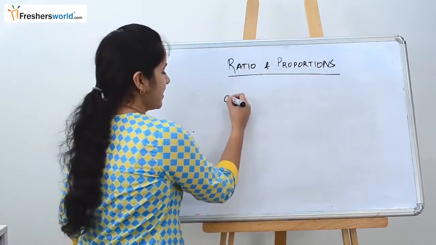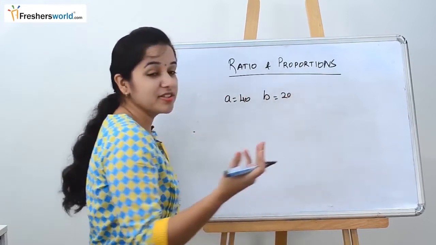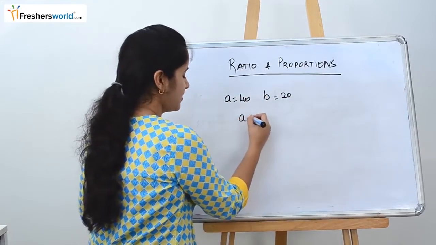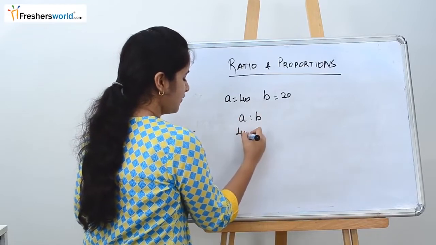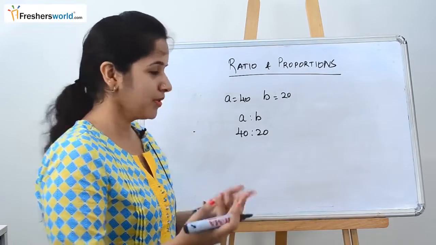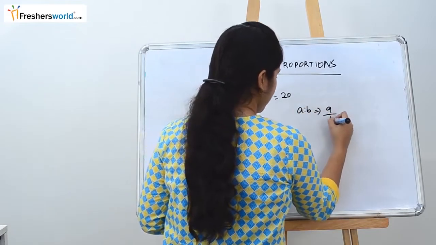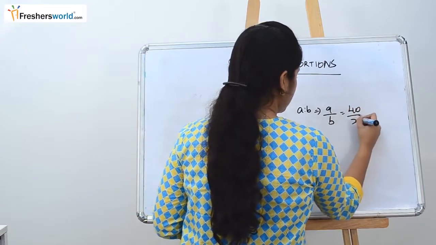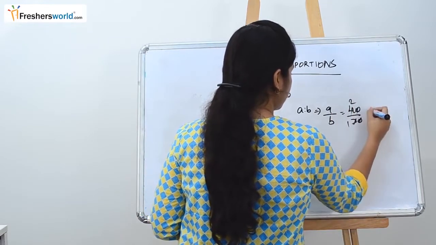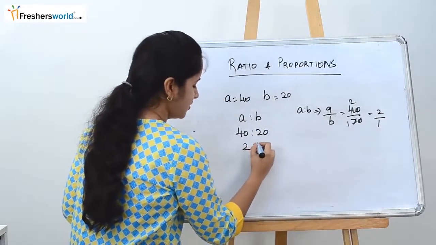Let's take A is equal to 40, and they will give you B is equal to 20. They will ask you what is the ratio between A and B. That is nothing but 40 is to 20. What is the other way in which you can represent the ratio? In fractions. A is to B is nothing but A by B. So 40 by 20, which is nothing but 2 by 1. So the ratio between A and B is 2 is to 1.